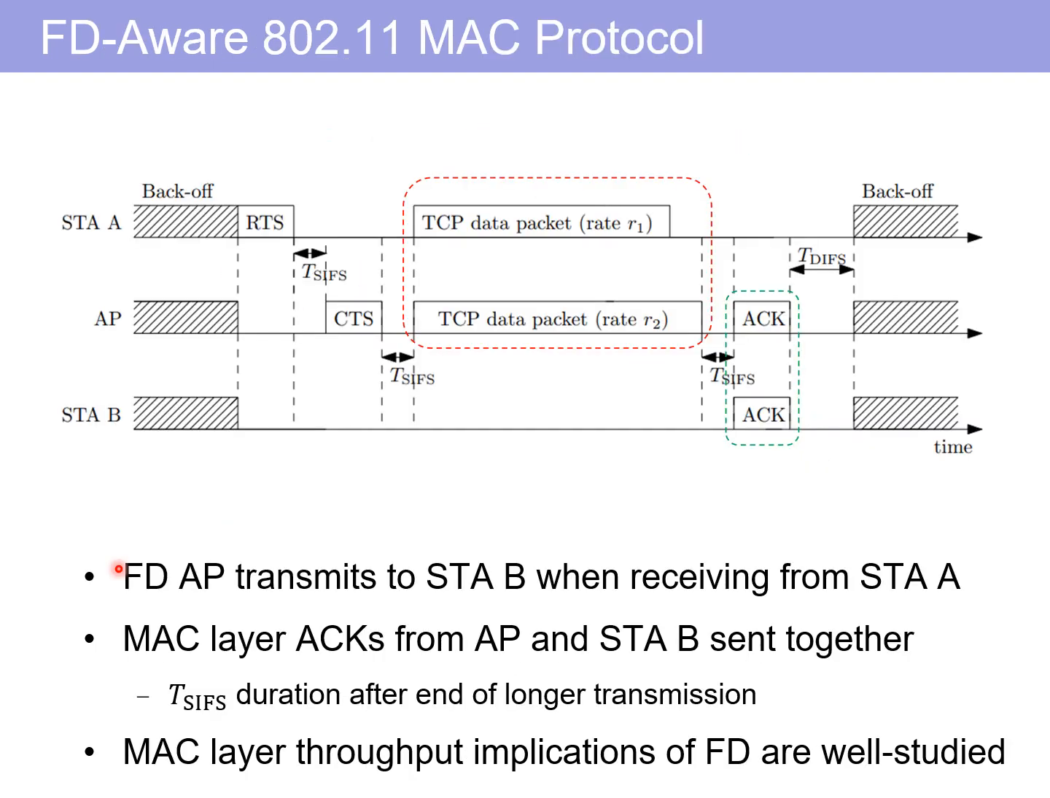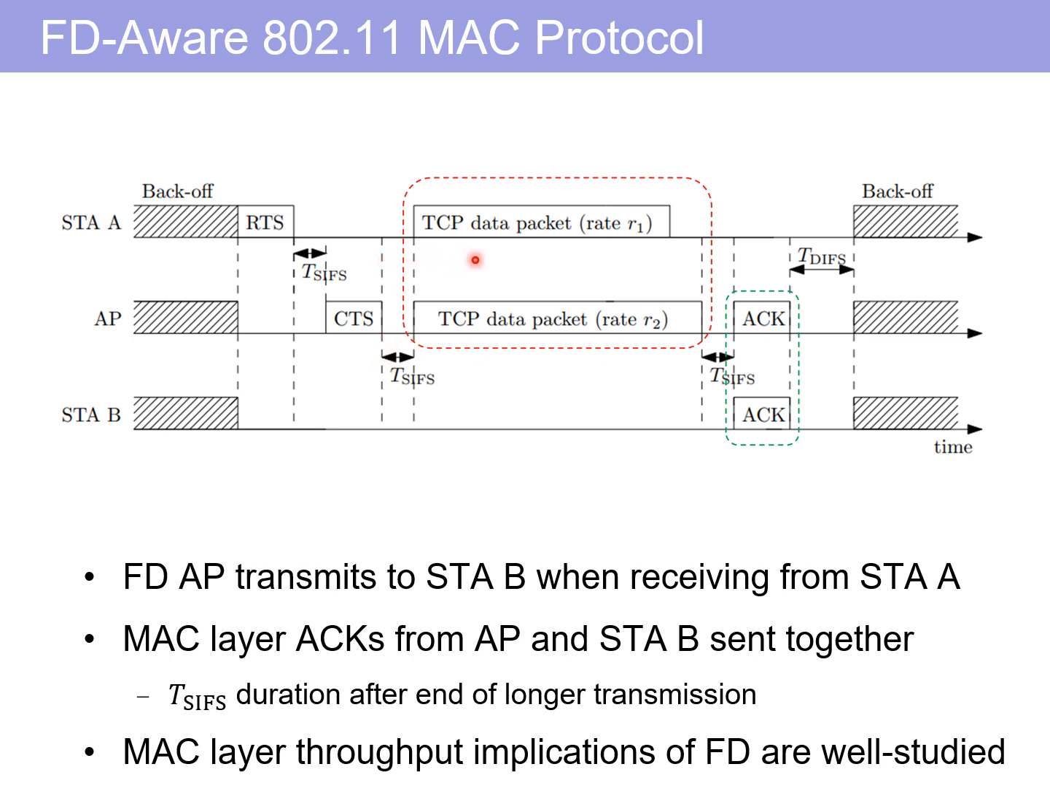Here we take a look at the FD-aware 802.11 MAC protocol. Initially, all the nodes, that is station A, the AP, and station B are all in backoff. At some point, station A's backoff timer reaches 0, and it sends an RTS packet, or a request to send packet, to the AP. After a short interframe spacing or SIFS duration, the AP responds with a clear to send or a CTS packet.